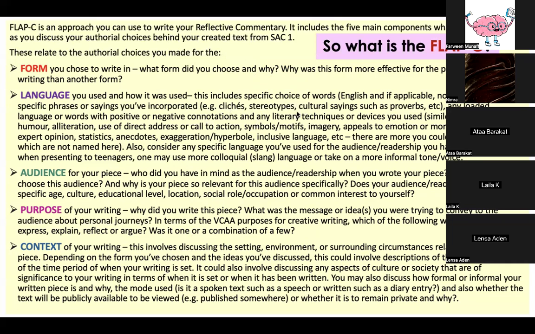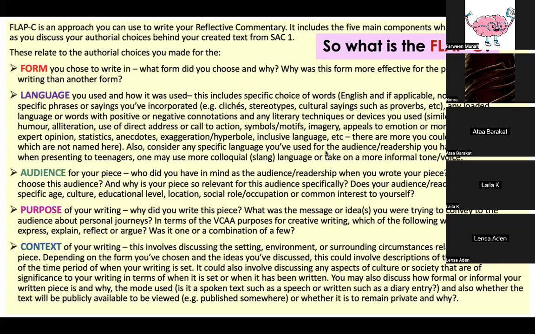So same thing with stereotypes, cliches that are used. Okay, sometimes we use cliches in our language or in our cultures, and those commonly overused sayings, that's what cliche means, are really specific to our culture. So maybe bring up why you've used those cliches if you have used them. Bring up any proverbs, any cultural sayings you've included, any specific language or words that you've used with positive or negative connotations. Any slang that you've used as well can also help there.